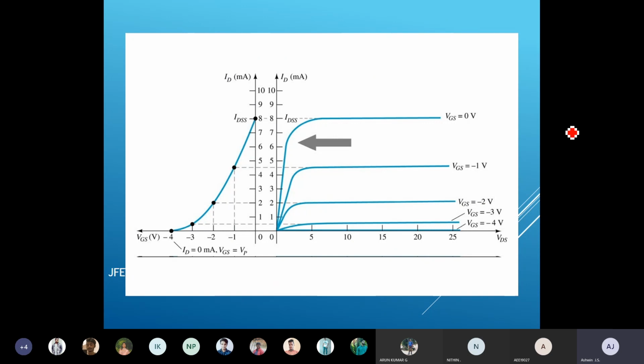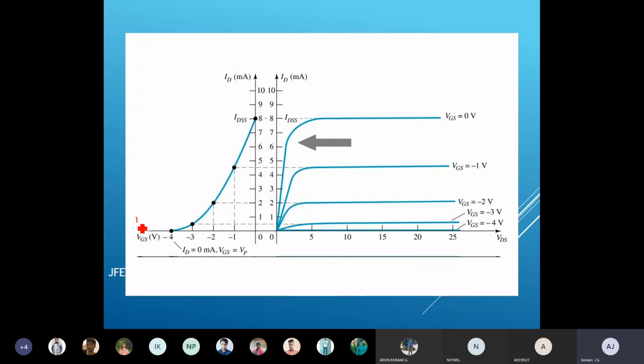So now you understood, right? What is the drain characteristics? What is the transfer characteristics? So drain characteristics is going to draw the drain current along with your drain to source voltage, and similarly transfer characteristics, I'm going to draw the drain current along with your gate to source voltage.